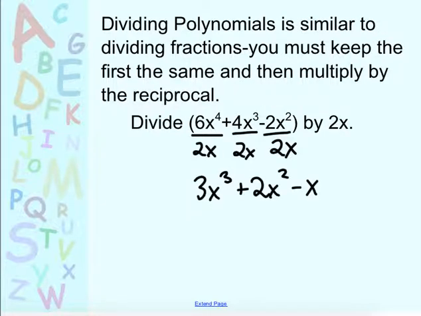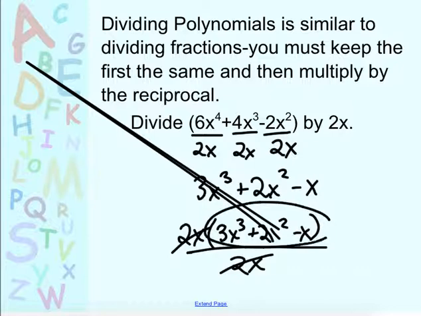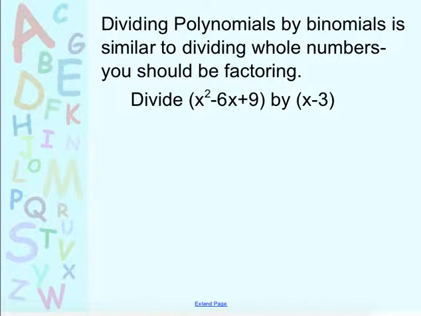Now let me show you with the factoring method again. I'm going to factor out a 2x from each term and get 3x cubed plus 2x squared minus x over 2x, and so the 2x's can simplify and I'm left with my answer. Now that's with monomials. Binomials are a little bit different.